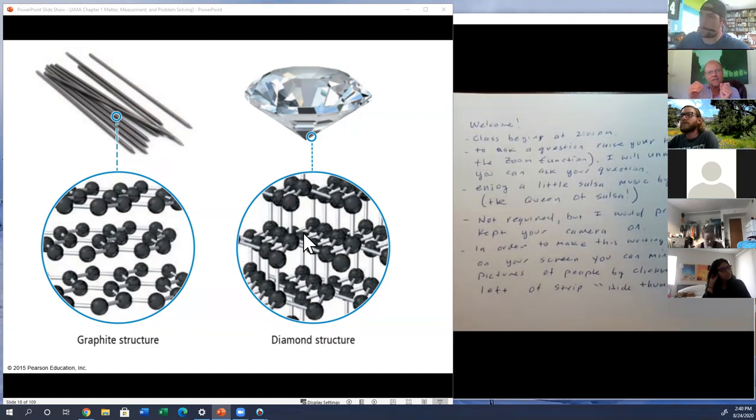Here's diamond, same exact atoms, different structure, completely different substance, right? So nature can take the same exact atoms, put them together in different ways with different structures, and you get vastly different compounds, right? Diamond is super hard. If you scratch it on paper, it doesn't leave anything. In fact, it'll probably tear the paper and so on, okay?